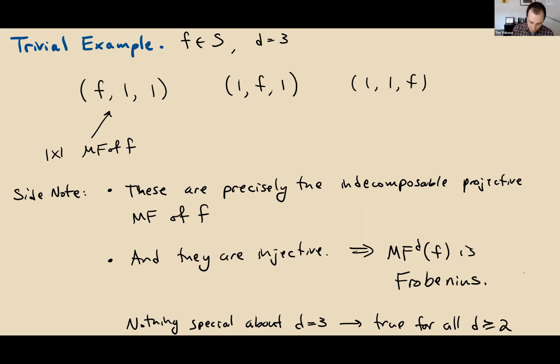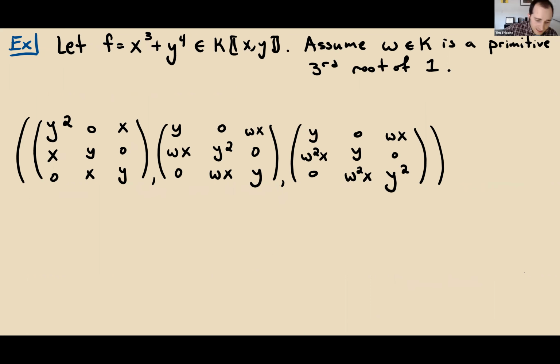Excellent. Okay, so those are silly examples to write down, but they turn out to be kind of important. Let's do at least a little bit more interesting of an example before we go on. So I wrote this one in advance because they're bigger matrices, but it's back to our polynomial we had before, x cubed plus y to the fourth in the power series ring in two variables.